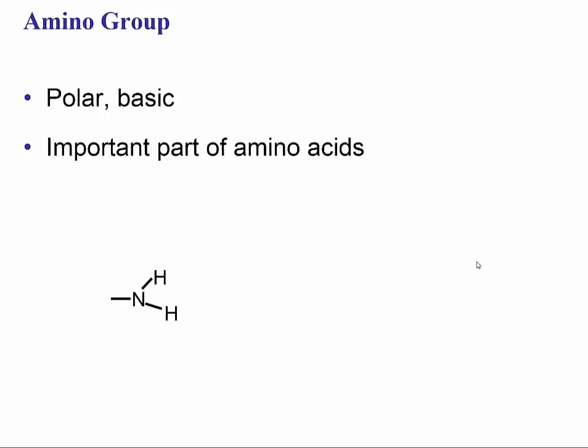This is the amino group. It's polar and it's basic, meaning it takes hydrogens or hydrogen ions from the solution. In its native conformation, which means in the form that you would find it in cells, it's already taken those hydrogen ions. It's an important part of amino acids, and we often see it noted as an NH2. It's a nitrogen bonded to 2 hydrogens. It's very, very important in amino acids, hence amino group.